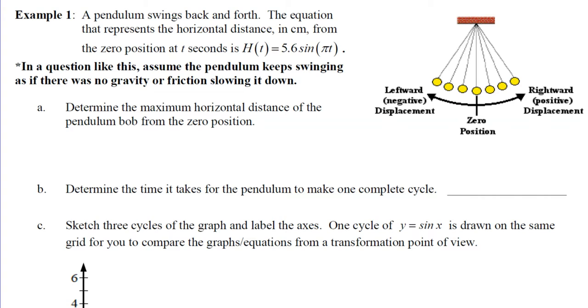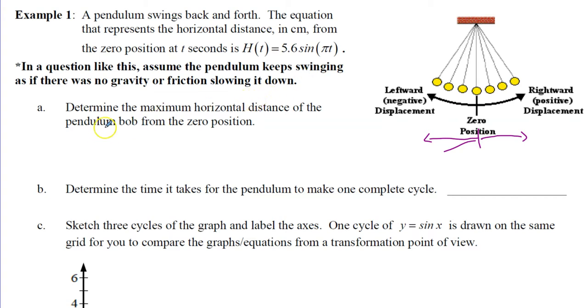All right, let's take a look at example 1. A pendulum swings back and forth. The equation that represents the horizontal distance in centimeters from the 0 position at t seconds is h of t equals 5.6 sine pi over t. In a question like this, we assume the pendulum keeps swinging as if there was no gravity or friction slowing it down. Determine the maximum horizontal distance of the pendulum bob from the 0 position.